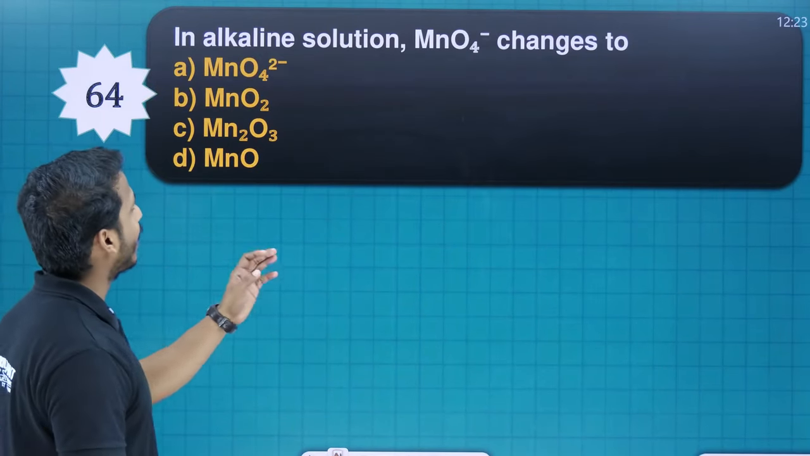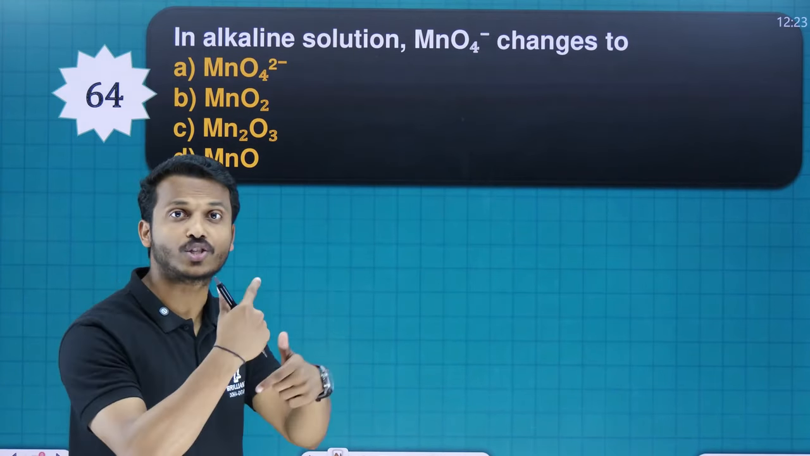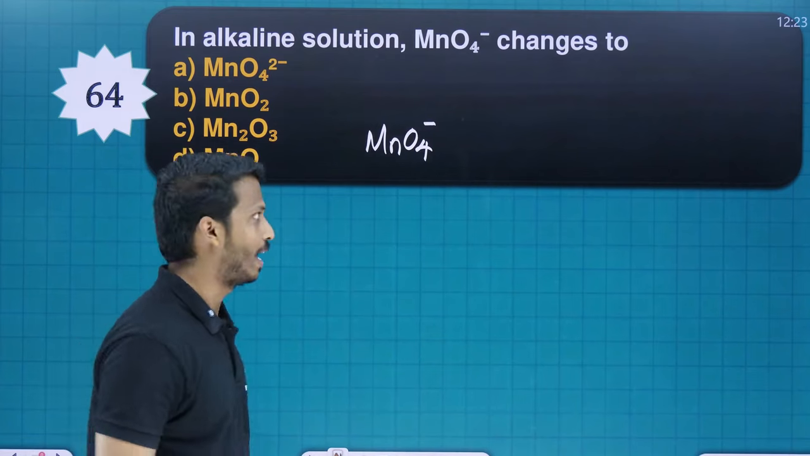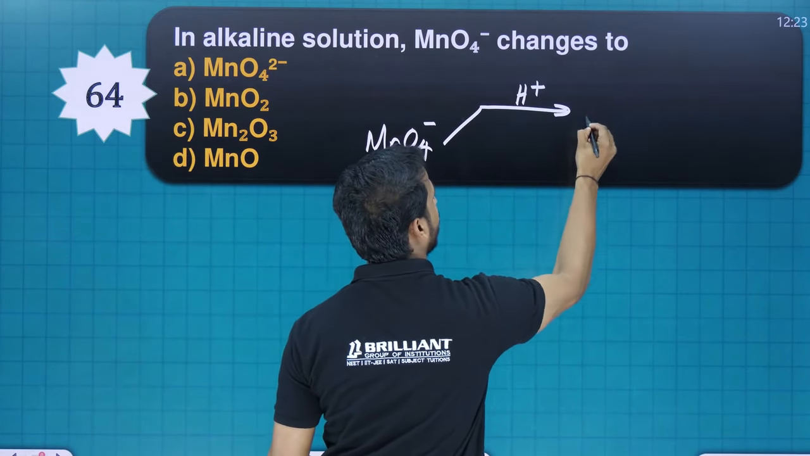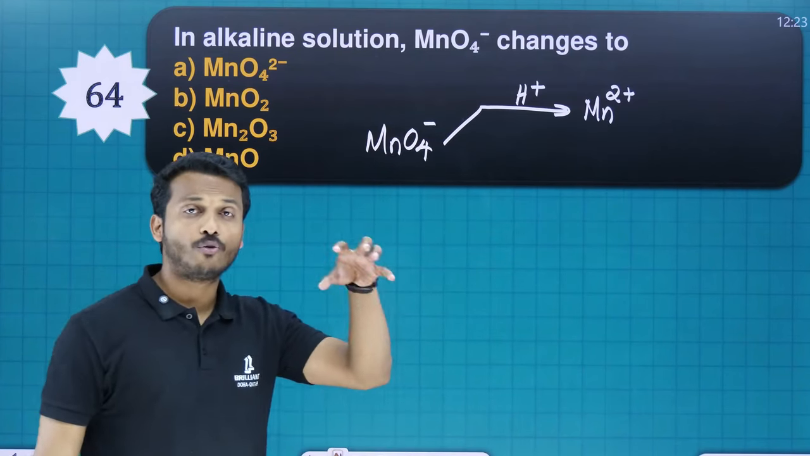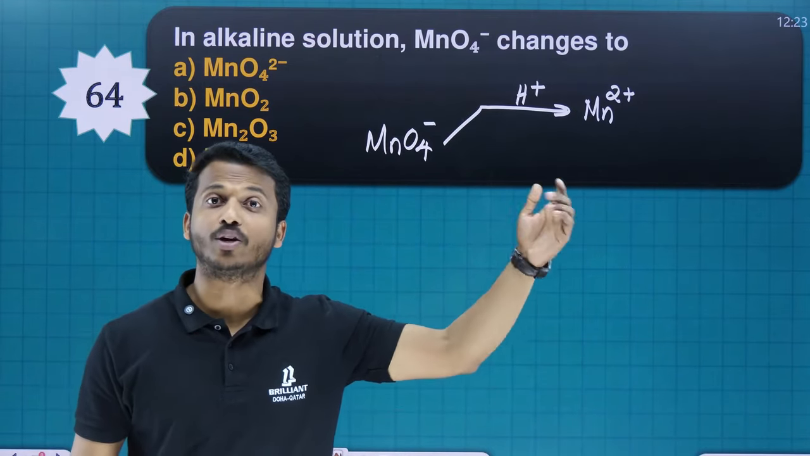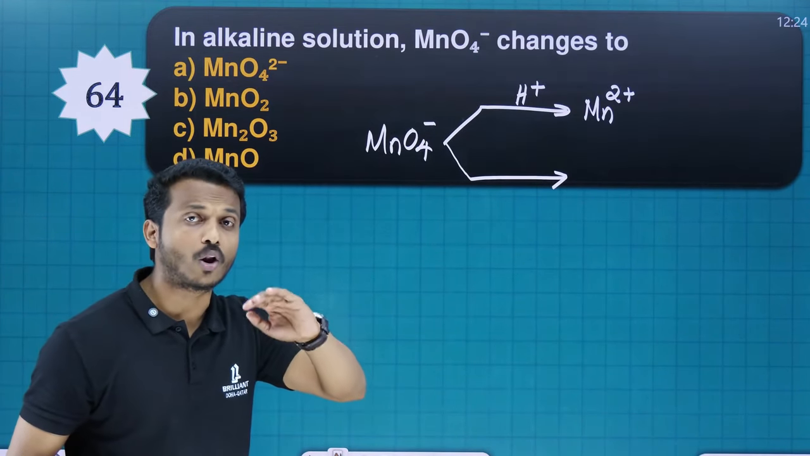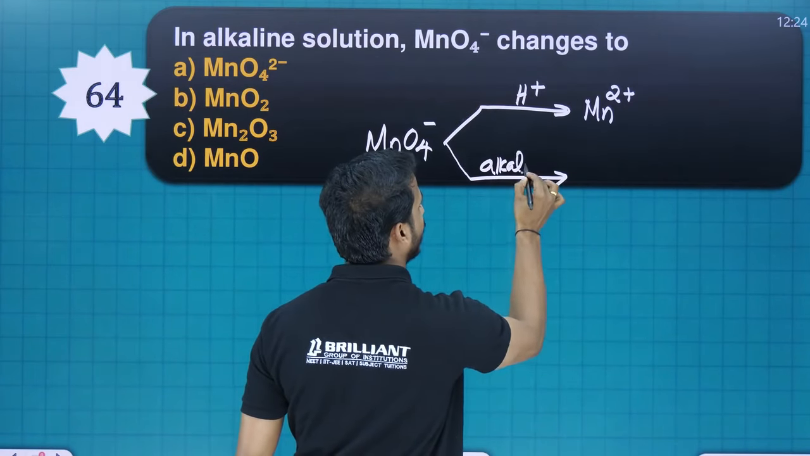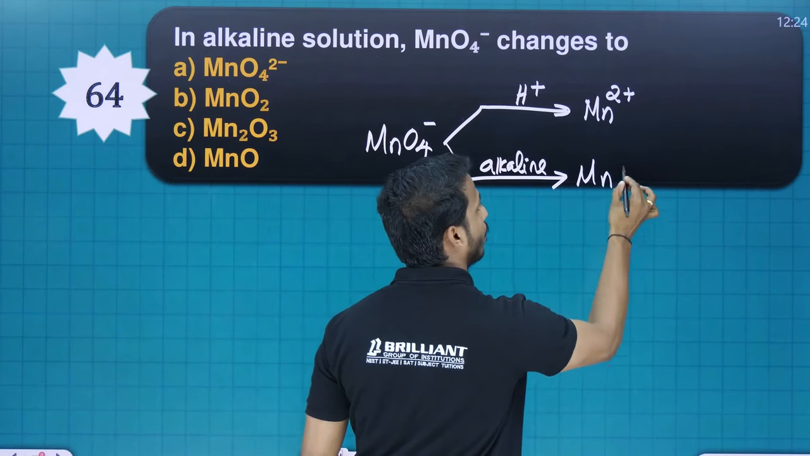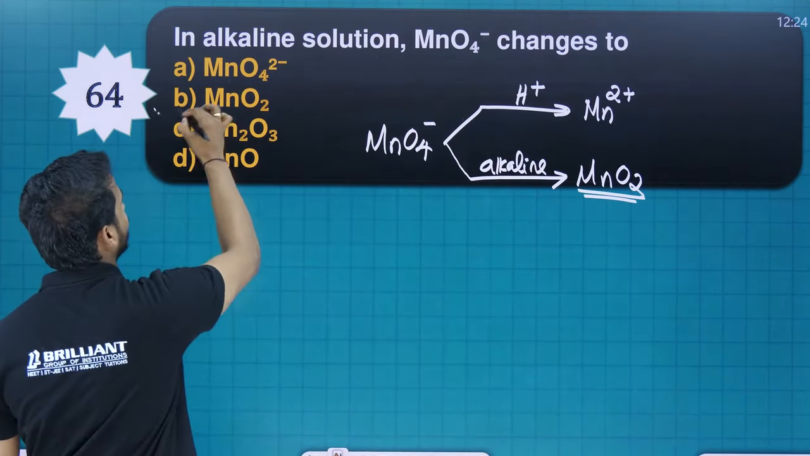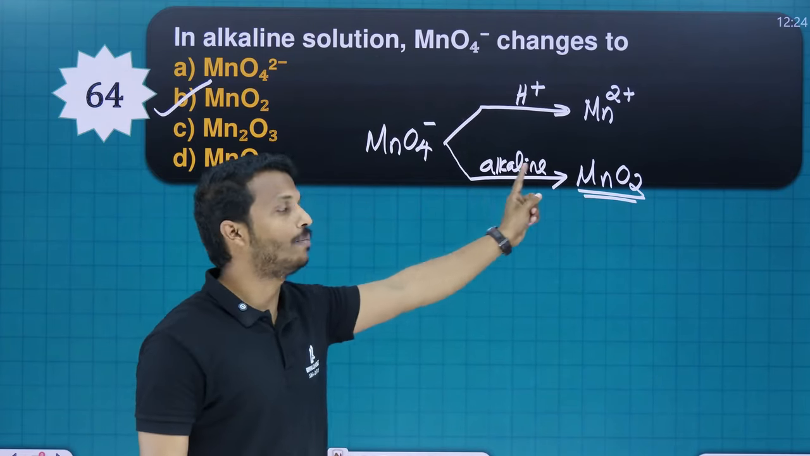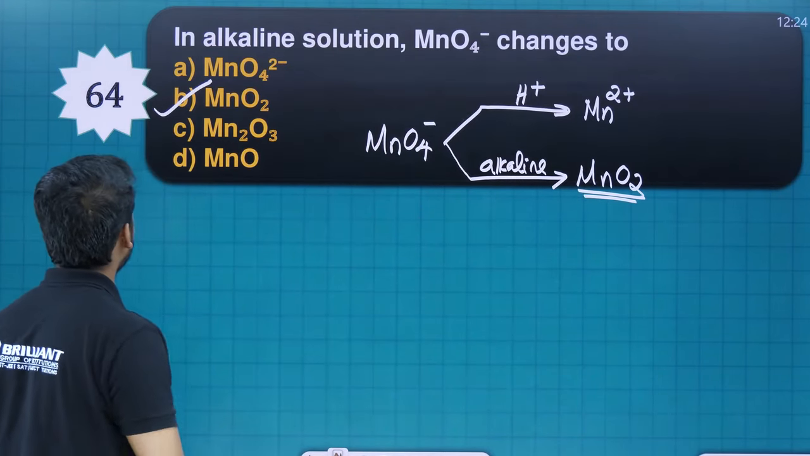Question 64. In alkaline solution, MnO4 minus changes to what? We already studied MnO4 minus, that is the permanganate ion. In acidic medium it is converted to Mn2+, okay? But here they are asking about neutral or alkaline medium, where MnO4 minus is converted to MnO2. So the answer is B. Remember all: in acidic medium, MnO4 minus permanganate is converted to Mn2+, in alkaline medium it is converted to MnO2. Ready? Let's go for the next question.